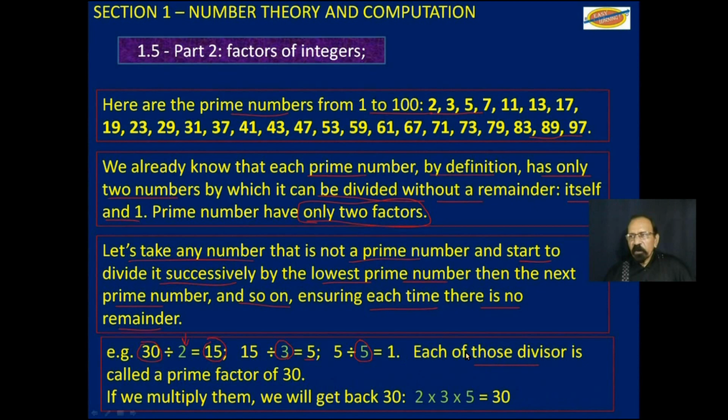Now, each of those divisors is called a prime factor of 30. If we multiply them, we will get back 30. That is to say, 2 times 3 times 5 will give us 30. Remember, those are the prime factors only.